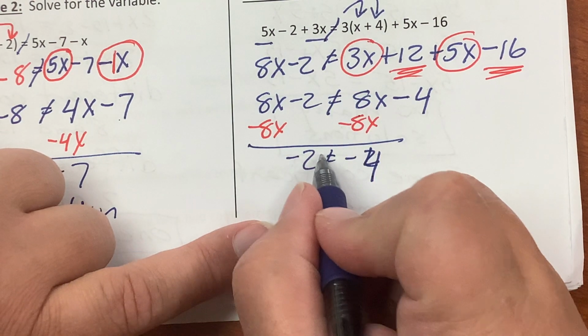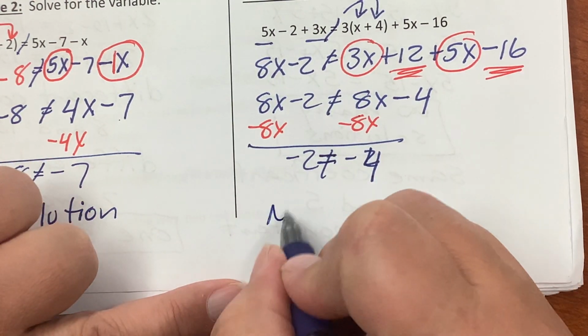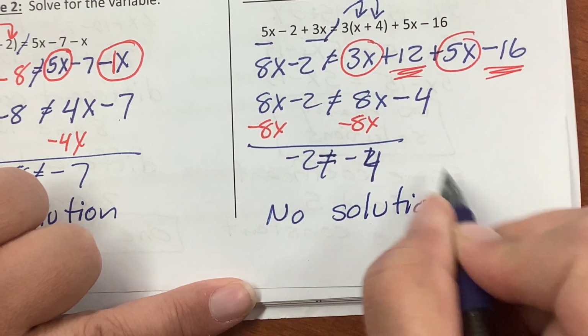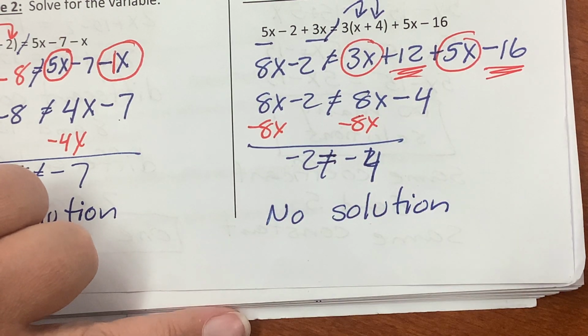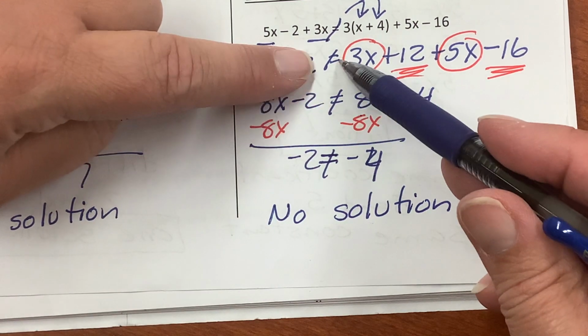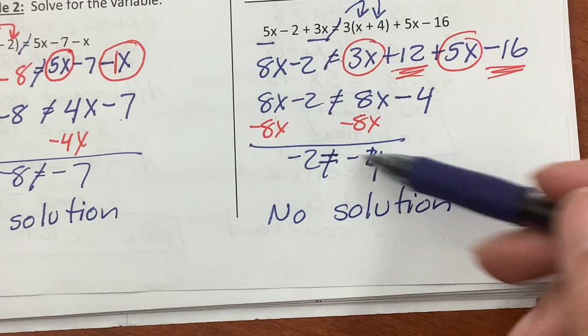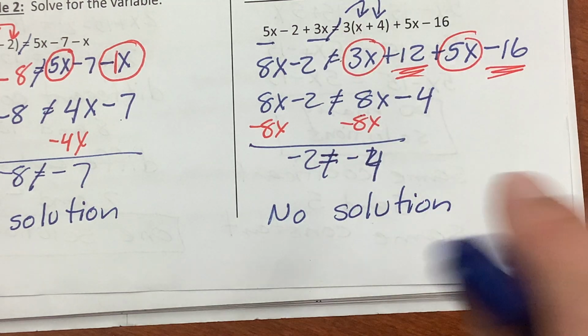I'm gonna write a little neater, here we go. There is no solution. If you get down here and it's not equal, there's no solution. And I always go back and say that everything is not equal, because if this is not equal, then none of this is equal.